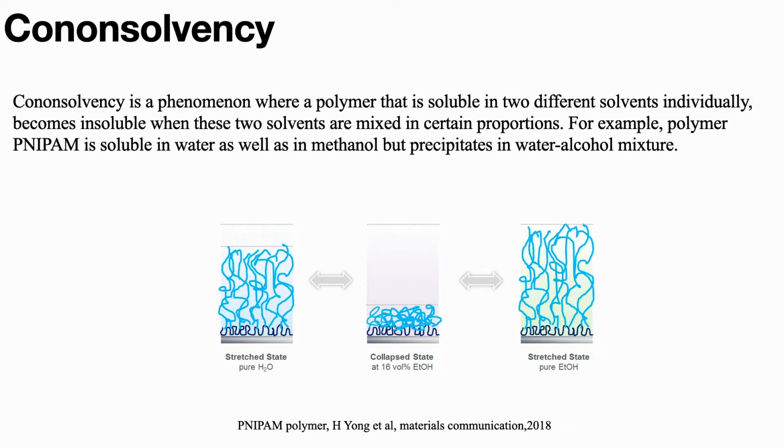And for a test example, people study this example a lot to understand the mechanism. So this polymer PNIPAM is soluble in water as well as in alcohol. But if we mix alcohol and water in a certain proportion, this polymer will precipitate and form a globular kind of structure. So this is what cononsolvency is.